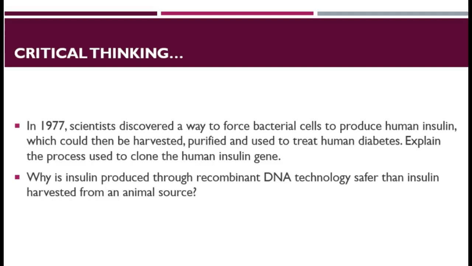And here is our critical thinking question. In 1977, scientists discovered a way to force bacterial cells to produce human insulin, which could then be harvested, purified, and used to treat human diabetes. Explain the process used to clone the human insulin gene. So think back to what we just talked about. Why is insulin produced through recombinant DNA technology safer than insulin harvested from an animal source?